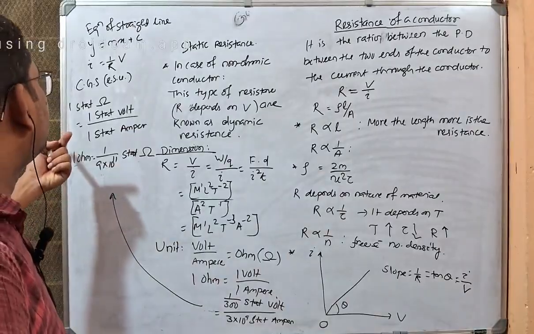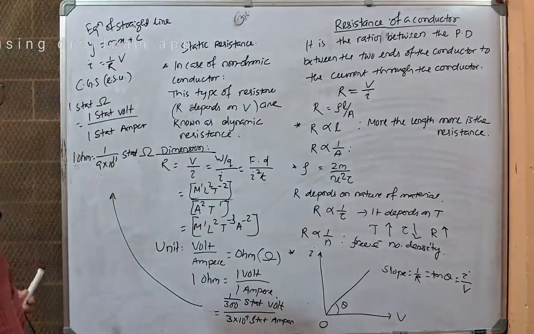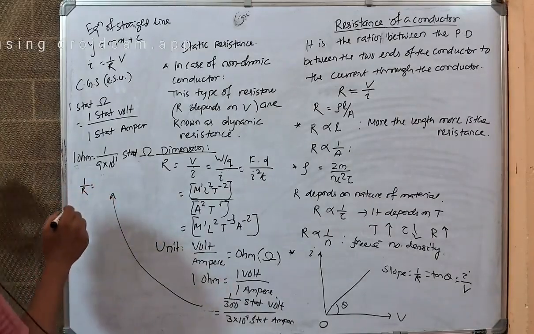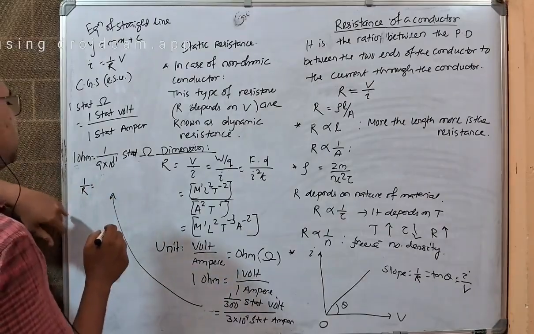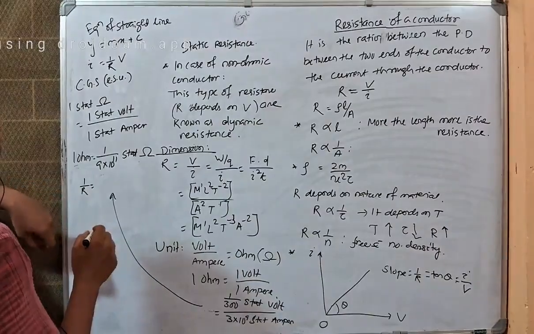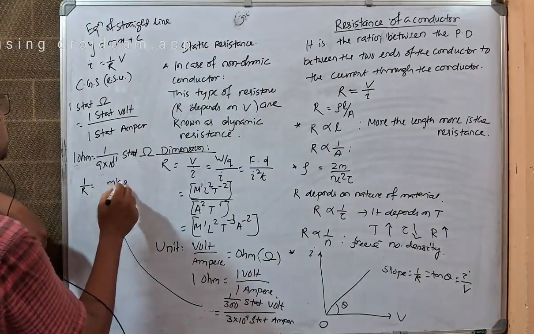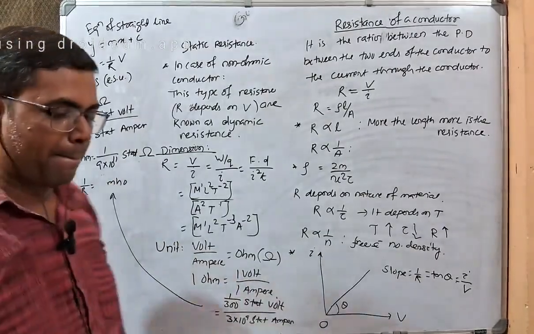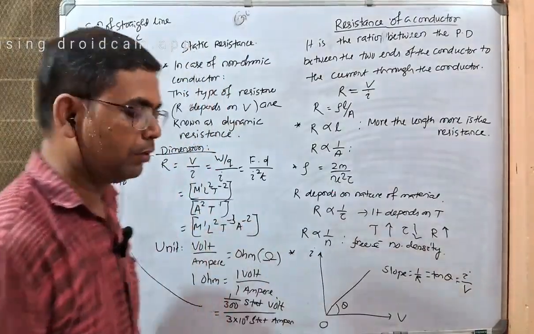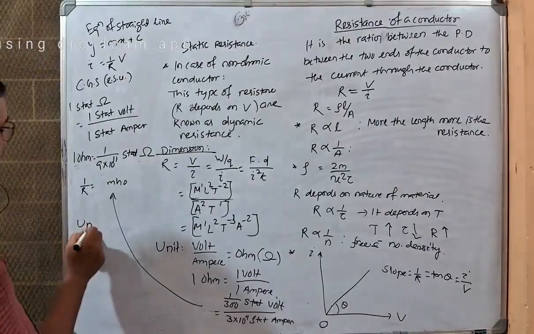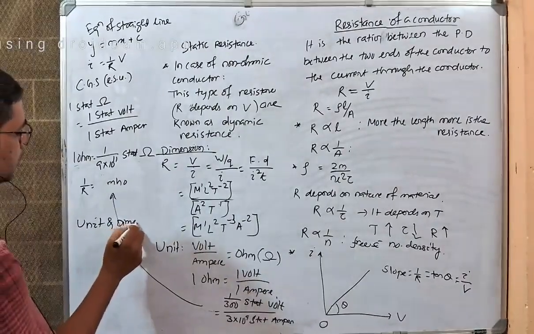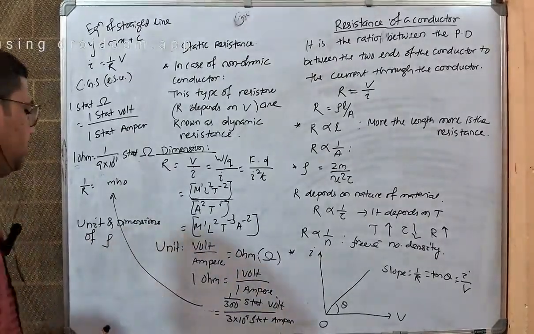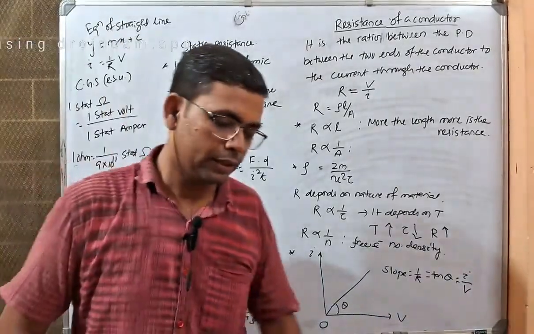What is the inverse of ohm? 1 by R. That is what? Resistance inverse is conductance. Its unit is mho. You remember this thing, okay? Similarly, you calculate unit and dimensions of resistivity, specific resistance or resistivity. You try at home.